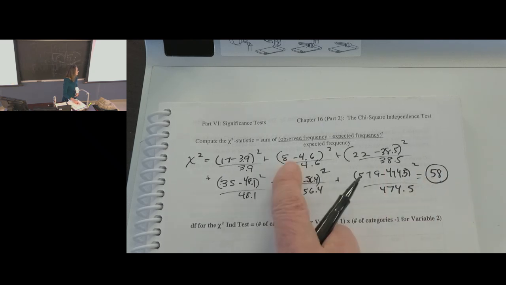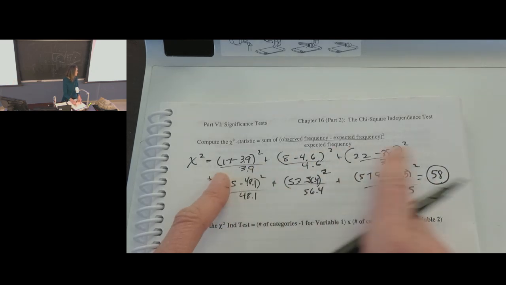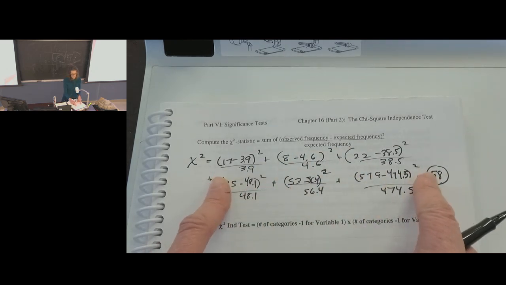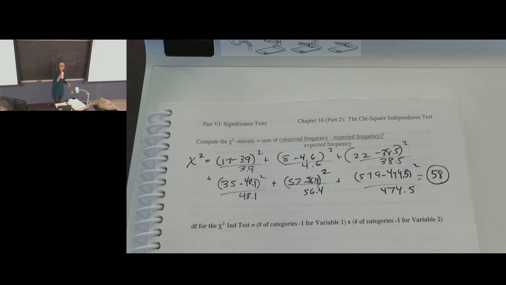Yep. And they're all different. Now, we're not squaring those expecteds at the bottom. So if I had added all these up, it wouldn't have helped. I would have had to go back and do all these different denominators. Thank you so much.